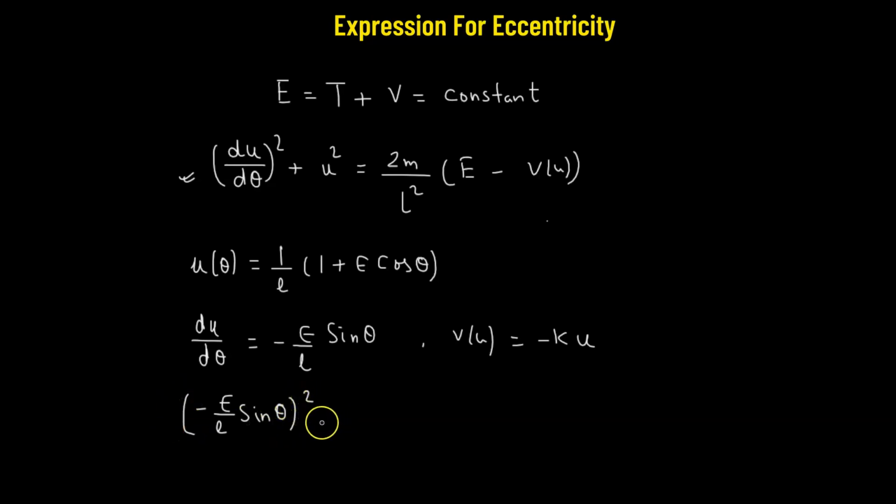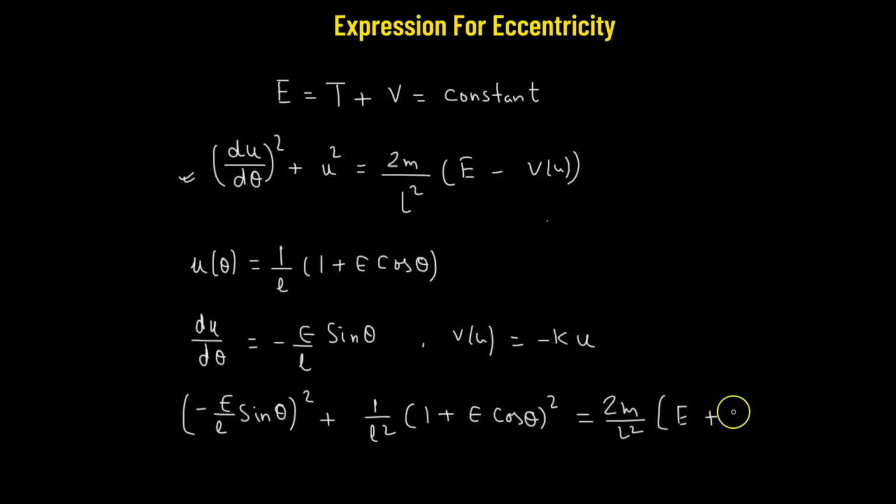So our differential equation now becomes negative epsilon over l sine theta whole squared plus u squared. So this is u squared. That will be simply 1 over l squared multiplied by 1 plus epsilon cosine theta whole squared, which is equal to we have 2m over L squared multiplied by the energy E minus of negative k u. So we'll have a positive k times u, and u will be replaced with k over l times 1 plus epsilon cosine theta.